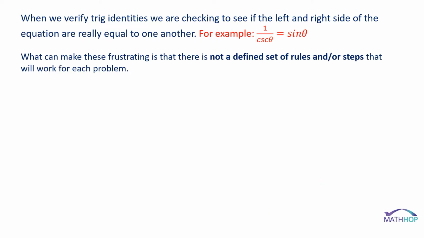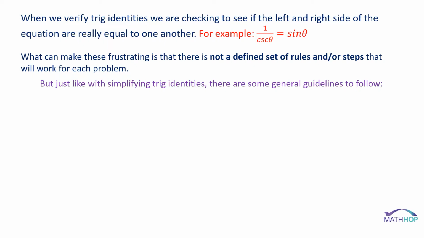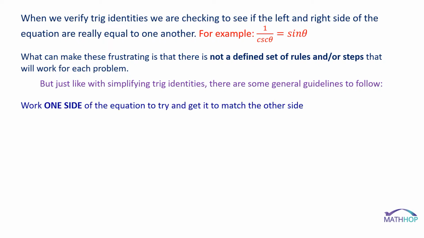Well, just like when we simplified trig identities, there is not a single defined set of rules or steps that I can give you that will work to solve each problem. However, like simplifying trig identities, there are guidelines to follow that will help you through these problems. First and foremost, you have to work one side of the equation only. You're not going to be manipulating or changing both sides of the equation. You're going to work one side. I say work the more complicated side of the equation or the uglier side of the equation and simplify it to match the other side.